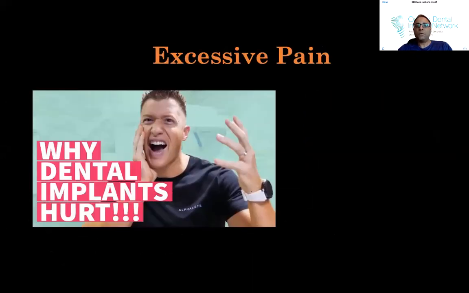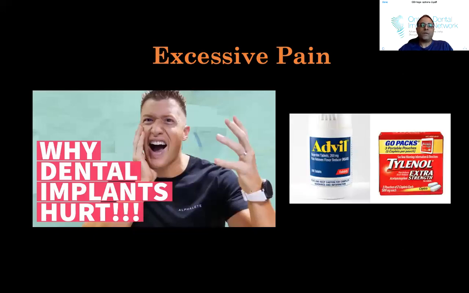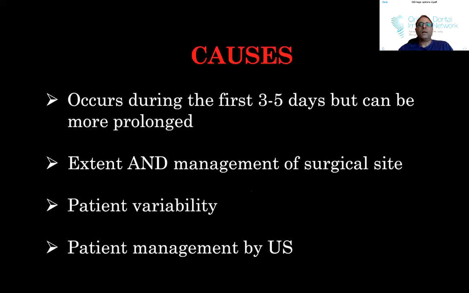So excessive pain. What the patient calls and says, oh my God, I got this pain. It's still going on. So Advil, Tylenol, great combination. But the causes typically can occur during the first 3 to 5 days, but it can be more prolonged depending on the patient. It's variable. And it really depends on the extent and management of the surgical site. So how we're manipulating the tissues. Do we have vertical incisions? If you have a vertical, the patient will probably have more pain than if you don't have a vertical incision. But it really comes down to how we manage it, okay?